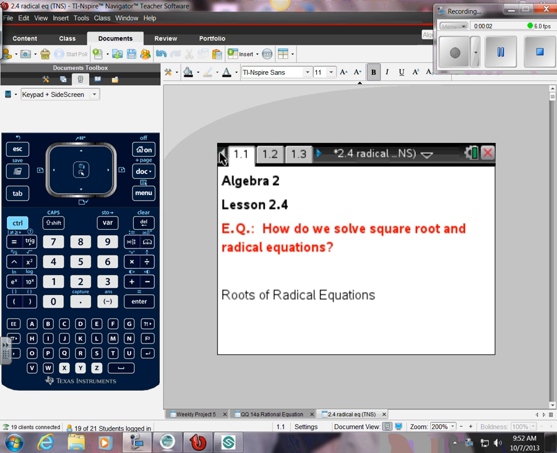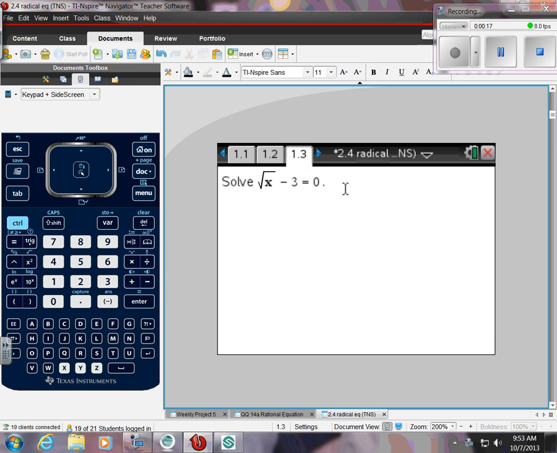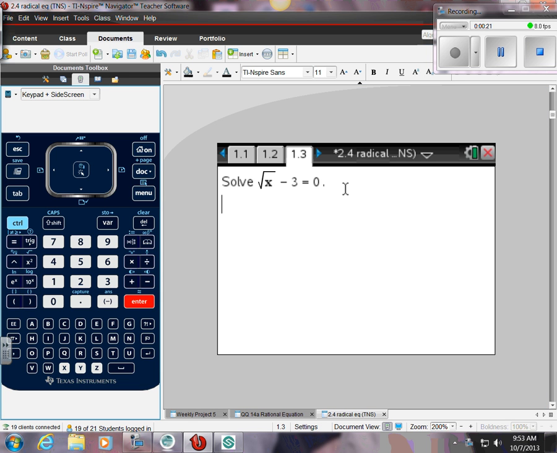Okay, so today we're going to be talking about how we solve radical equations. It really goes along the lines of what we've been doing for the past week or so, so it shouldn't be too difficult. Let's go ahead and move to 1.3. Okay, so here's my first radical equation. How do you think you solve it?